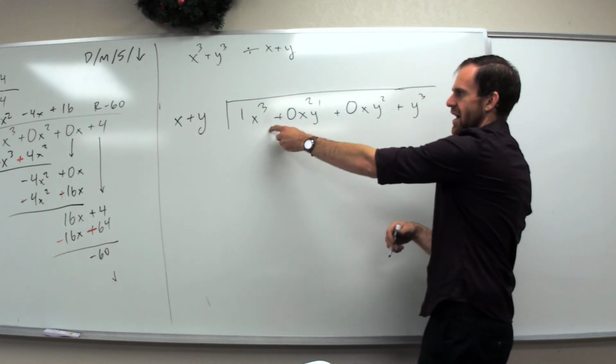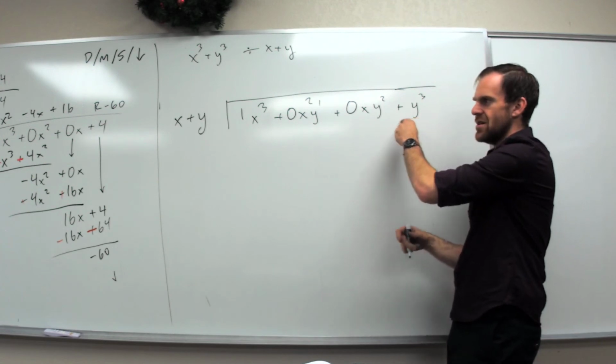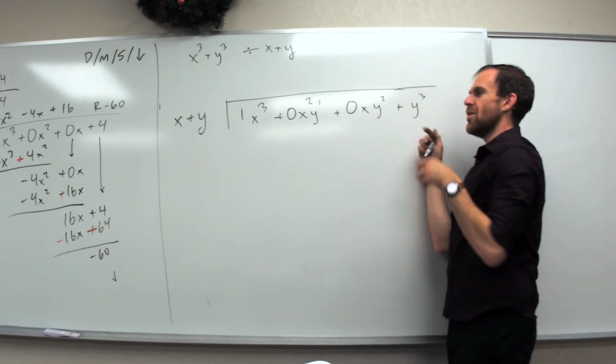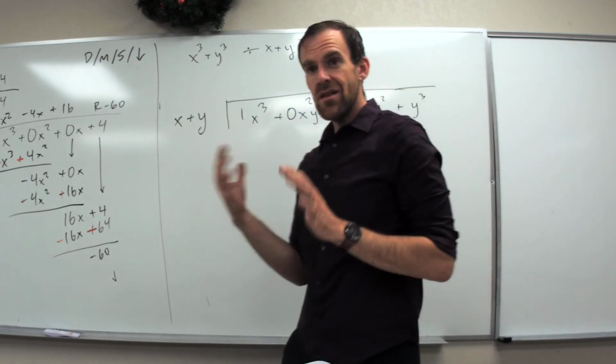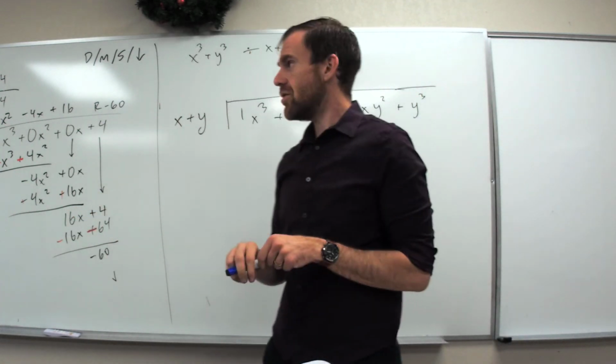If you feel like you're not going to remember this, write it down. Okay? You're counting down the powers of x. You're counting up the powers of y. And that's how you get your x cubed plus y cubed. Now, the process after that is identical.